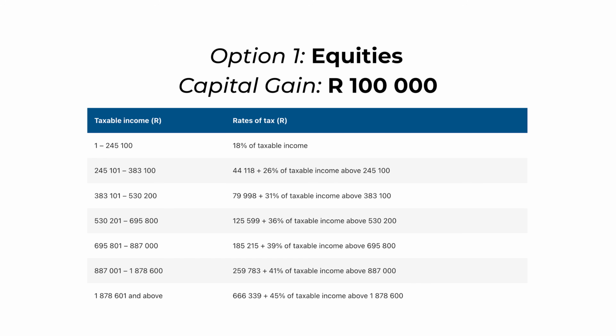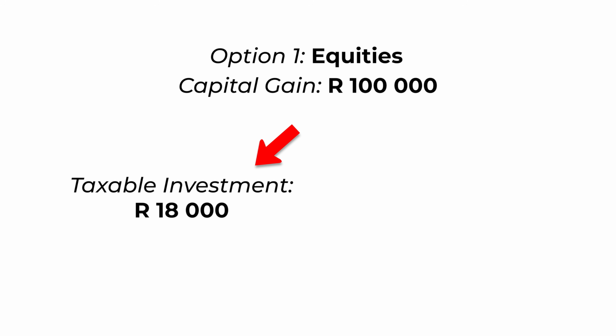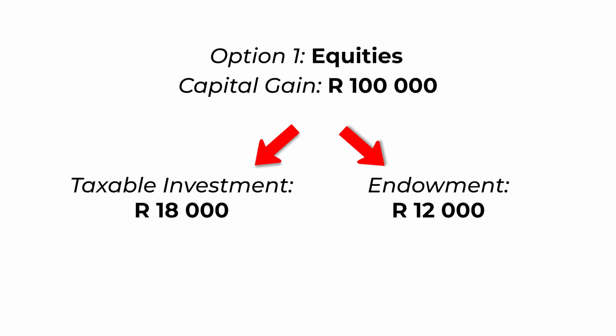Now, because Frikkie is in the 45% marginal tax bracket, he would have paid 18,000 Rand in capital gains tax if he sold off his 100,000 Rand profit in a taxable investment. But if he used an endowment, he would have paid only 12,000 Rand in capital gains tax.